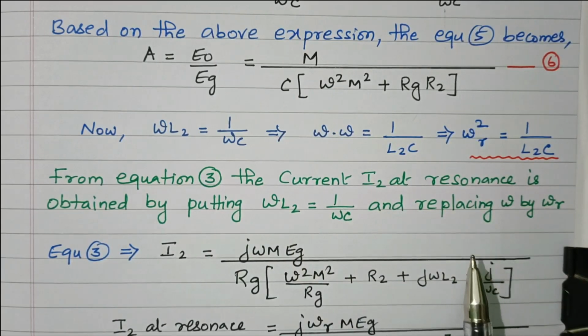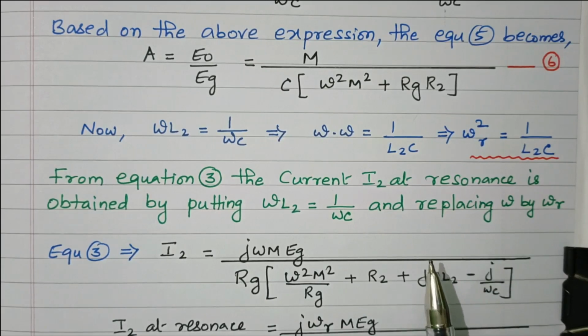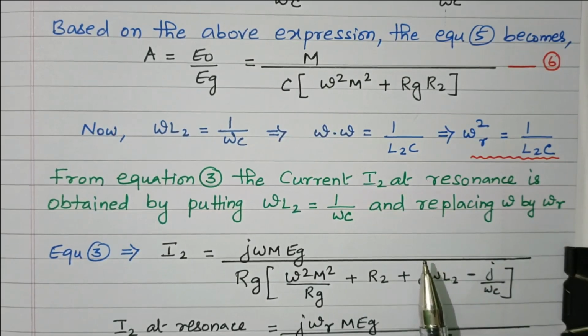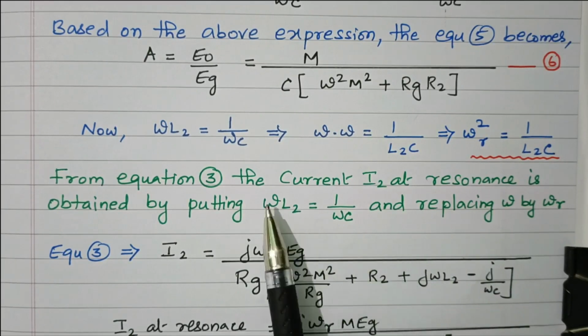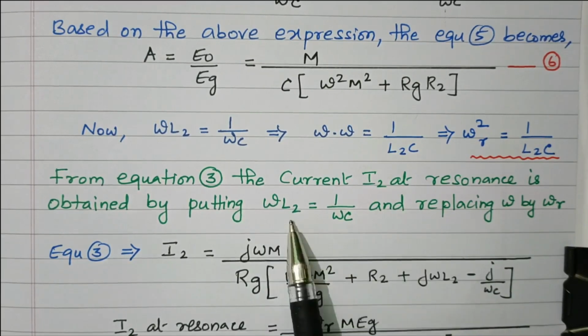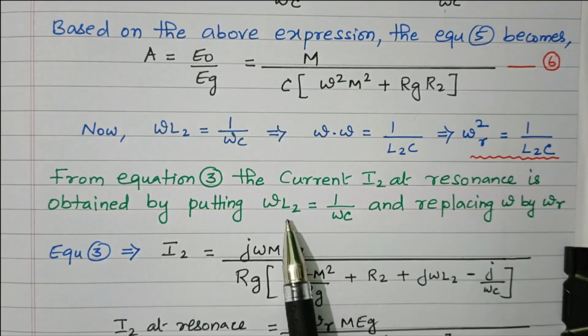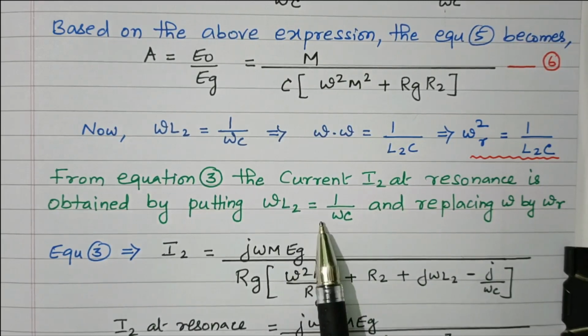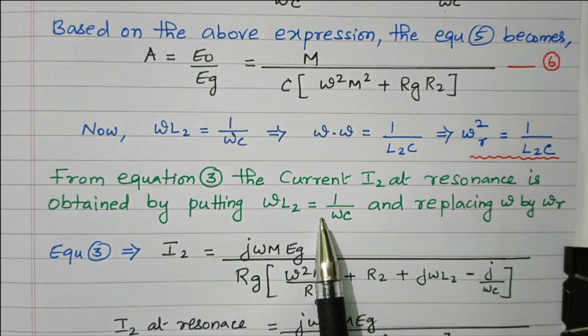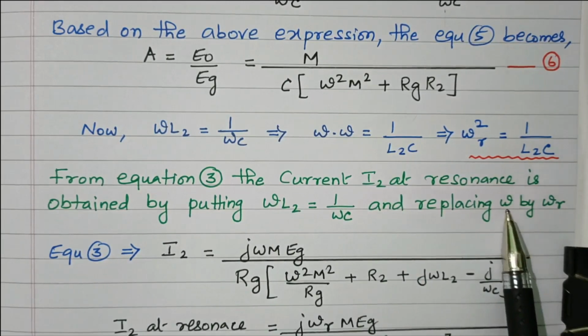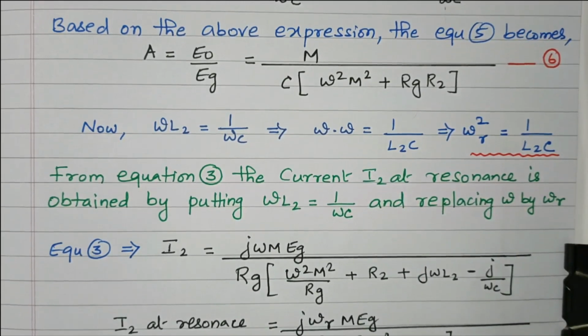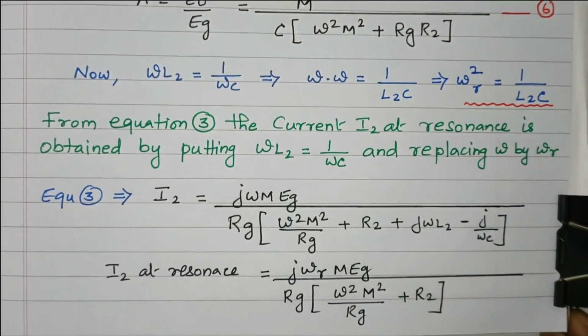So we already got the expression for I2, I1 and E0. Now we are going to obtain the same, further simplifying the expression under the resonant condition by putting this condition, that is, omega L2 minus 1 divided by omega C equals 0, and also replacing omega by omega R. Right. So first we will see the current.